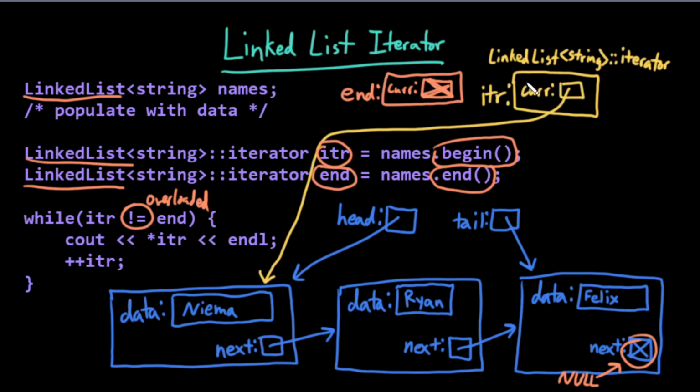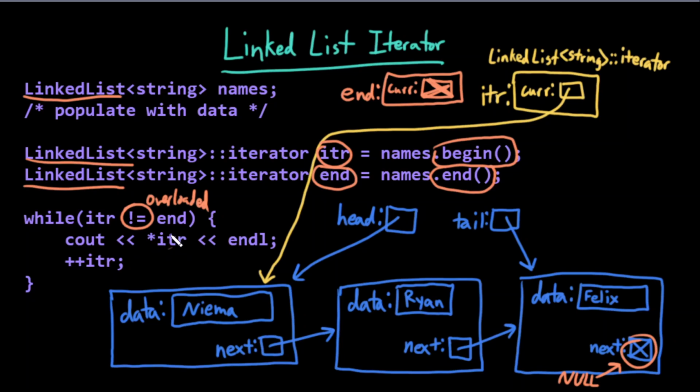So an iterator object's equality is with respect to its current node pointer, in the example of an iterator for a linked list. This current pointer is not null. This current pointer is null. Therefore, these are not equal iterators.